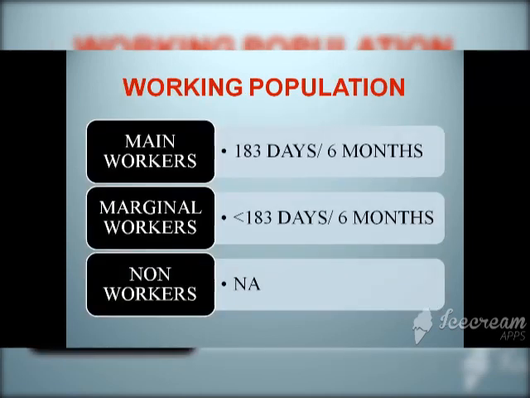Now come to the working population. When we say working population, we have three categories. First is the main worker, then we have marginal worker, and then non-workers. Main workers are those who work for at least 183 days, or 6 months. Marginal workers work less than 183 days, or less than 6 months. Non-workers do not have any kind of permanent work in their hand. So these are the three categories of the working population in India.